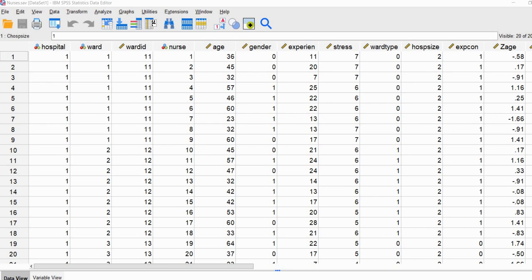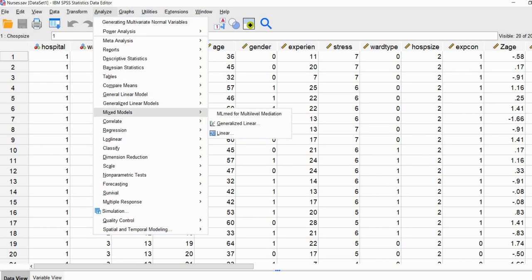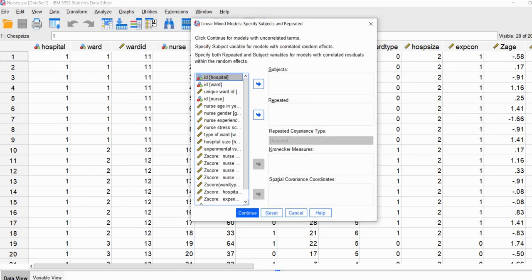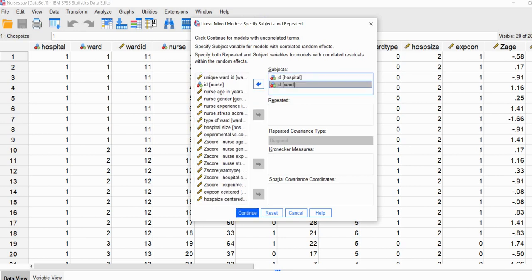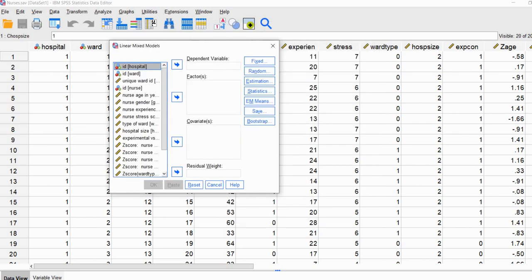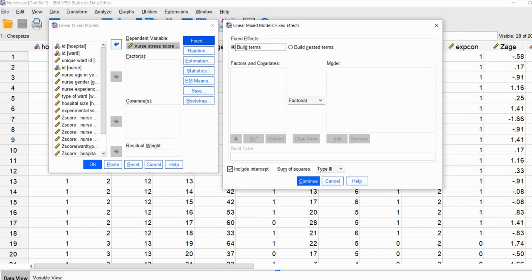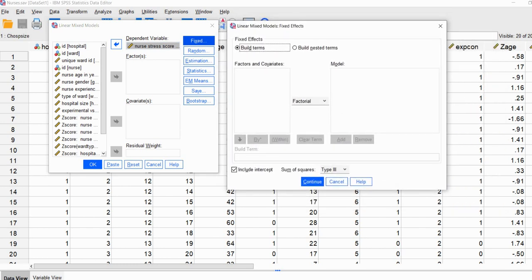So what we'll do is go to Analyze, go down to Mixed Models, and then down to Linear, and we'll move the ID hospital variable over to the subjects box and the ward variable over to the subjects box as well. So we'll click on Continue, and then the next step is to move our dependent variable stress over to the dependent variable box. Now under Fixed right here, this is where you typically add in predictor variables. We have none for this first model.